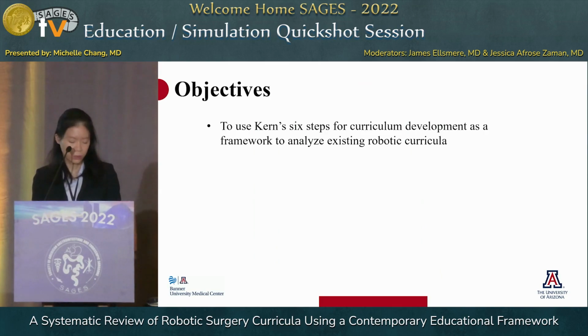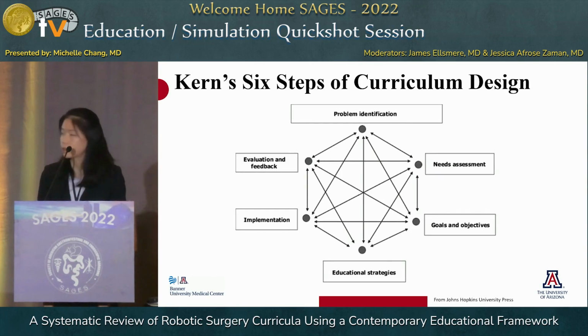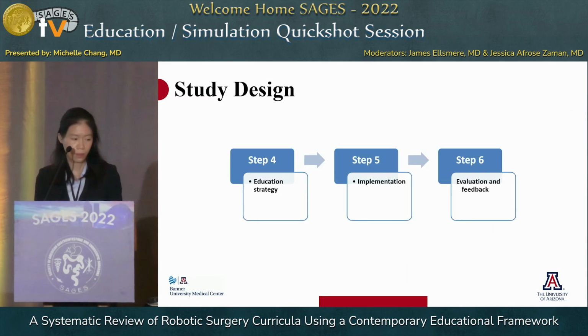Our objective was to review the literature of existing robotic curriculum and apply Kern's model for curriculum development. So these are the 6 steps for Kern's model of curriculum development. And specifically, we focused our analysis on steps 4, 5, and 6. So step 4 is education strategy, or the content and method for the training. Step 5 is implementation, and step 6 is evaluation and feedback.